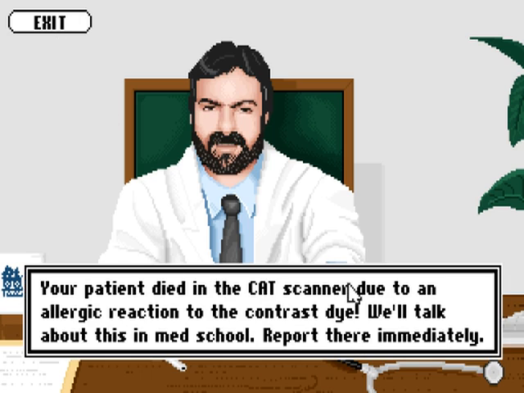Your patient died in the CAT scanner due to an allergic reaction to the contrast dye. We'll talk about this in med school. Report there immediately.